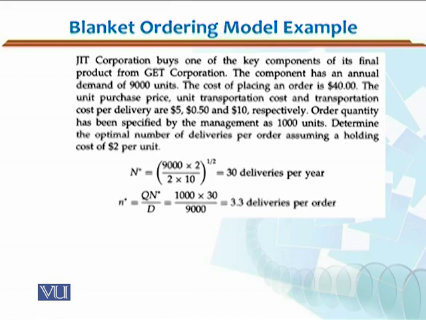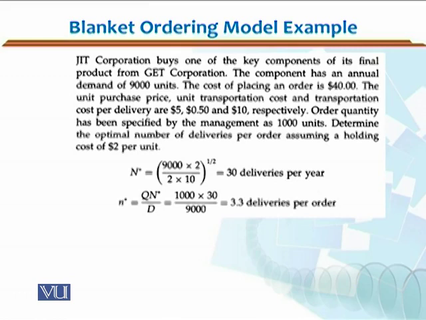So purchase price is actually $5. Unit transportation cost, per unit transportation cost is 50 cents. And transportation cost per delivery is $10. Order quantity has been specified by the management as 1,000 units because in blanket model, we are not determining the Q. So Q, assume that you have the Q with you and management says that it is 1,000 units. Determine the optimal number of deliveries per order assuming a holding cost of $2 per unit.